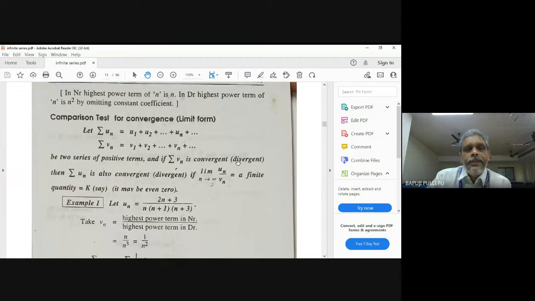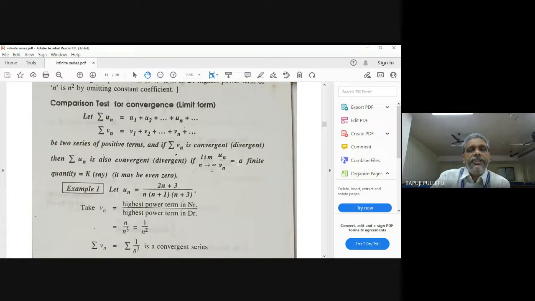Now we can see the comparison test for convergence, the limit form. Let Un = u1 + u2 + u3 + ... + un and Vn be two positive series. If Vn is convergent or divergent, then Un is also convergent or divergent, provided that as n tends to infinity, Un by Vn tends to a finite quantity k. It may even be 0. Now let's see it nicely.